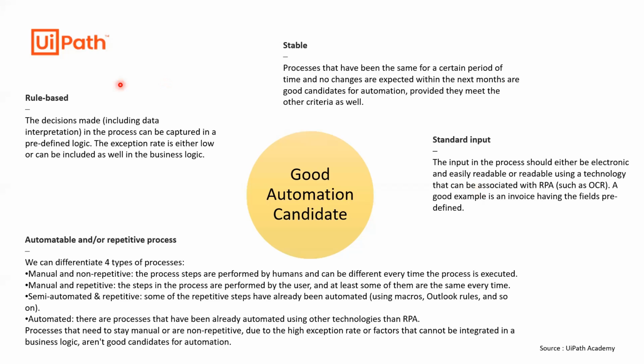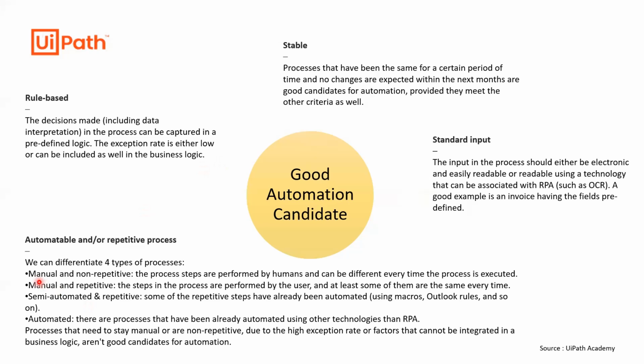Okay. So rule based, the process should be stable. It should not be expecting any change, and the standard input, right? So if I have to ask you what is a good candidate for automation as a developer, you should be knowing that these are the factors which we need to take care while selecting a process for an automation. Okay. So whenever we get a new process, I usually ask these questions: is it rule based? Is it stable? What are the inputs? What are the outputs, right? All these things.